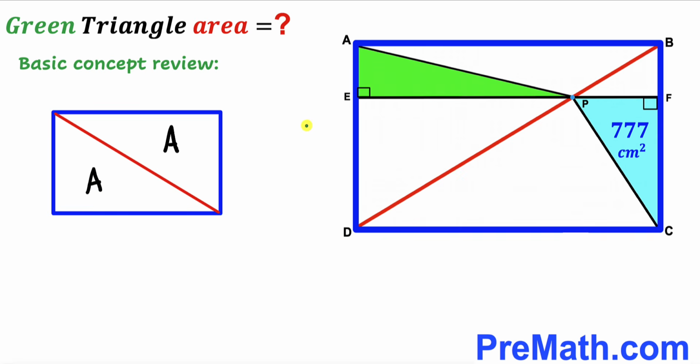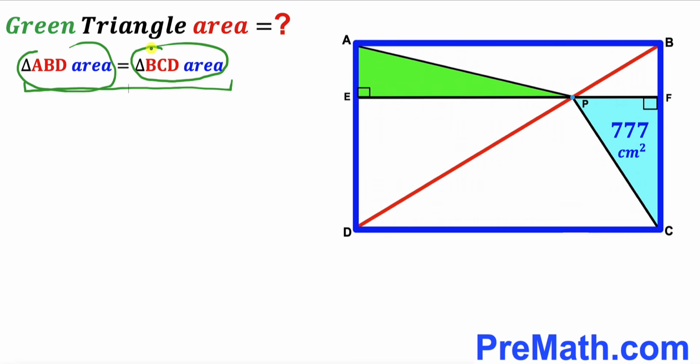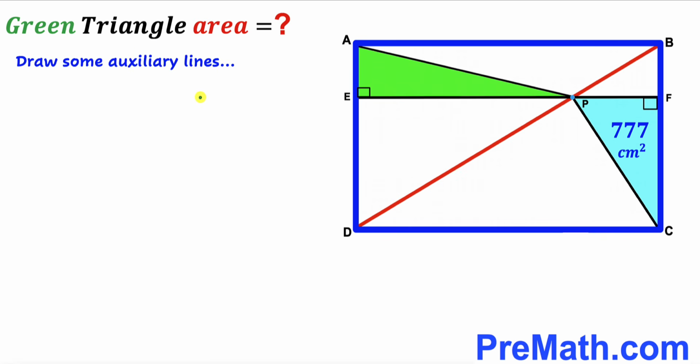Now we are going to apply the very same concept to this given problem. This diagonal BD divides the area of this blue rectangle into two equal parts. The area of this triangle ABD is equal to the area of this other triangle BCD, as you can see in this given equation. Therefore, we are going to think outside the box and draw some auxiliary lines to make our job simple.